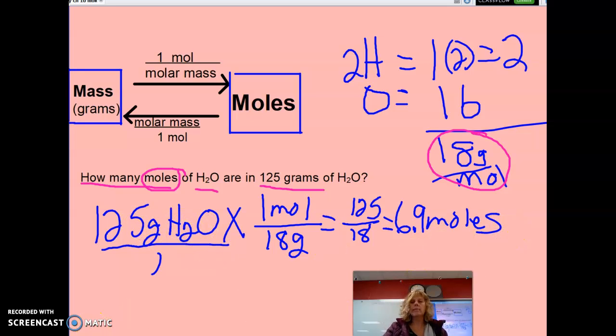And then always analyze, does that make sense? Well, if there's 18 grams in 1 mole, this is way more than 1 mole because it's way more than 18. It seems like it's about 18 times 7. If it was 18 times 10, it would be 180 grams. That's just the way I go through it in my own mind.